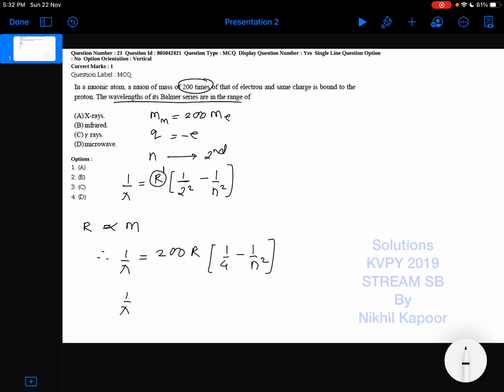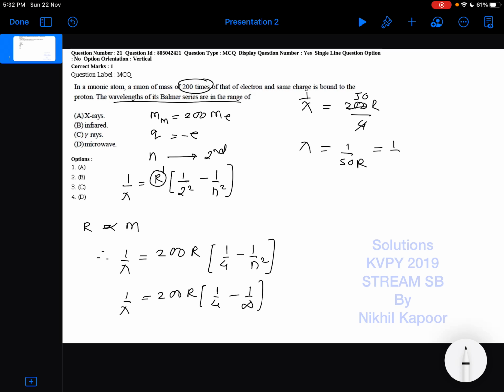So 1 upon lambda will be equal to 200 R into 1 upon 4 minus 1 upon n square. Say the transition is from infinite orbit to the second orbit. So 1 upon lambda will be equal to 200 R upon 4. So it will be 50 R. So lambda will be equal to the reciprocal of 50 R.